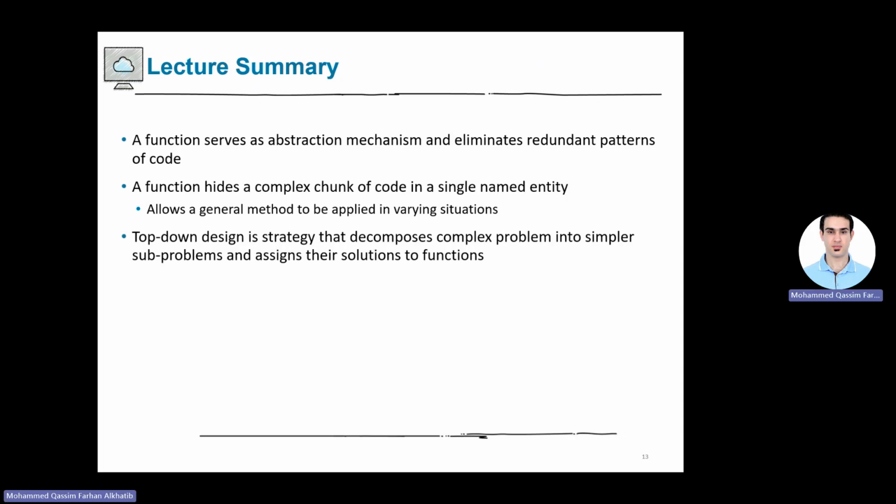All right, so in summary, a function serves as an abstraction mechanism and eliminates redundant patterns of code. A function hides a complex chunk of code in a single named entity, and allows a general method to be applied in varying situations. So basically, functions decompose complex code and divide it, like you divide the labor over small chunks of code, and you have better and more organized code.